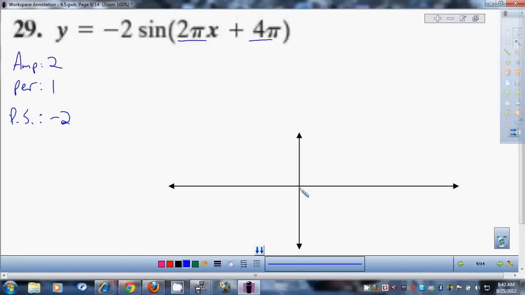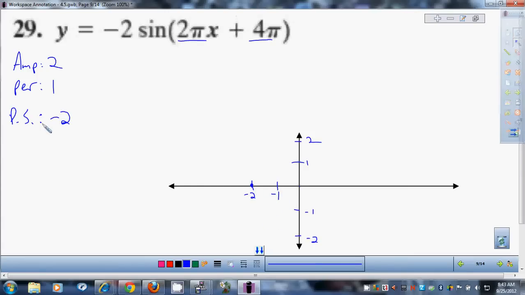Now, first off, phase shift. Left 2 units. Negative 2. Now I'm going to start here instead of at 0. My amplitude is going to, instead of going up to just 1, go up and down to negative 2 and positive 2. Now, instead of taking 2 pi to make one whole period, I'm going to be making an entire period in how many units? How much? 1. In just 1 unit, I'm going to make an entire revolution.